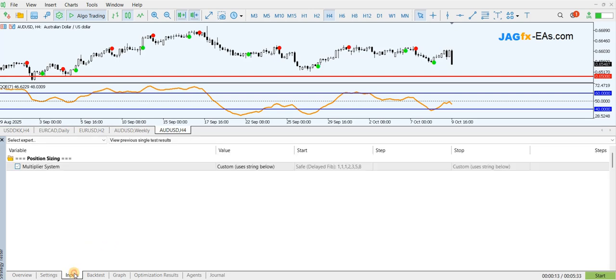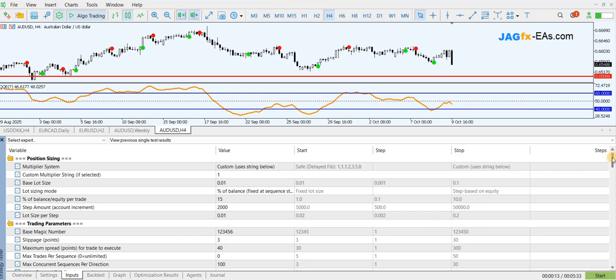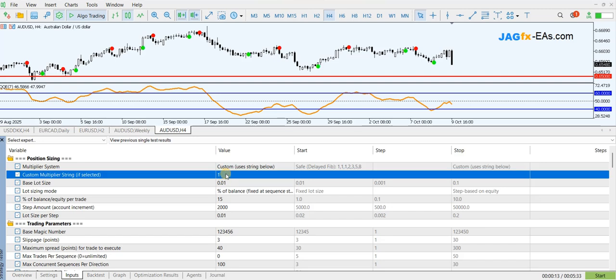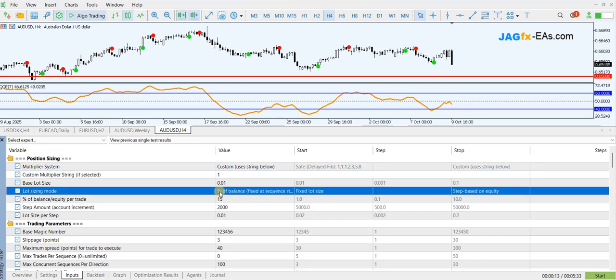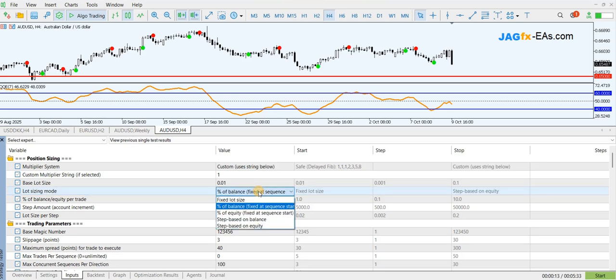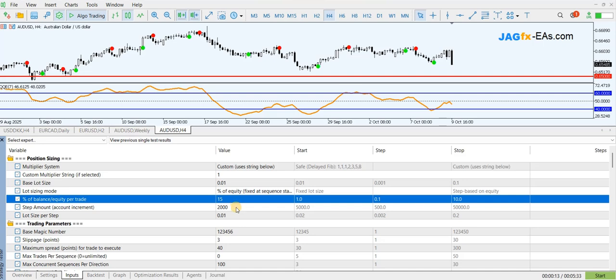Now I'll just go into the settings here and I'll show you a few things on the settings, then I'll go back and explain what we're doing. So the multiplier, I'm just going to use 1, so every trade is going to be the same size. I'm going to use a percentage of account balance. Actually, I'll change that to, yeah, we'll use equity. So percentage of equity, 15% of equity.